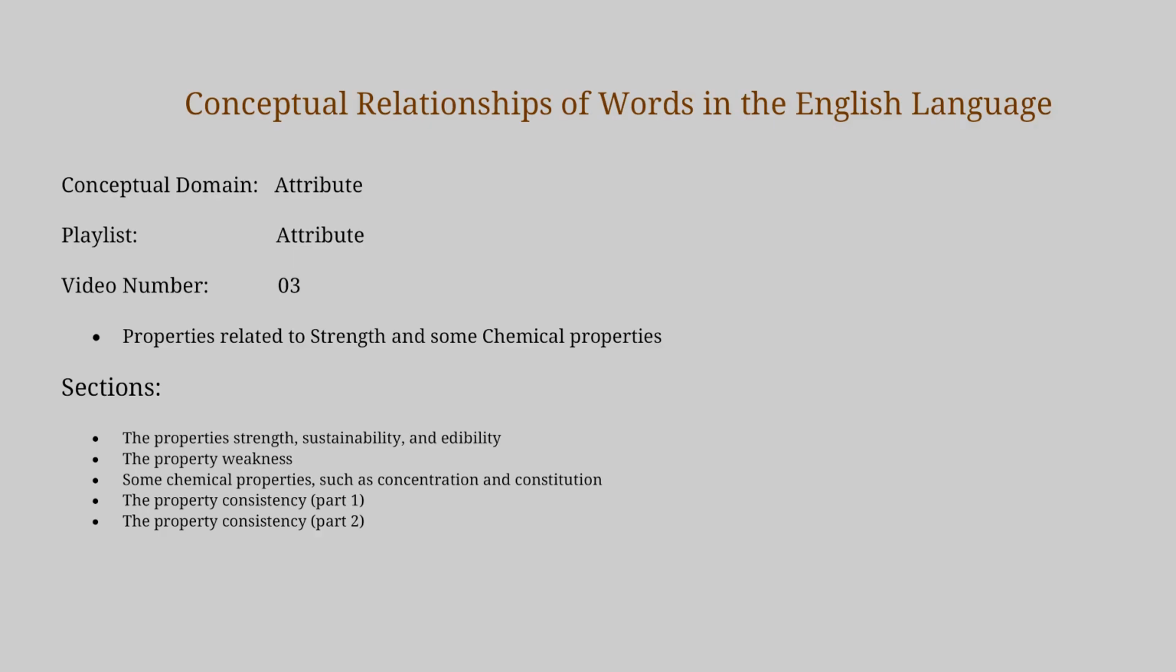In this episode, we will explore properties related to strength as well as some chemical properties. It will cover the property strength, weakness, and some chemical-related properties like concentration, composition, and consistency. This video is part of the playlist attribute. Attribute playlist is one of two playlists devoted to the conceptual domain attribute. Attributes are linguistic elements that serve as modifiers to provide descriptive information about another word. They convey qualities, characteristics, or properties associated with the entities they modify, enriching the meaning and context of the expression.